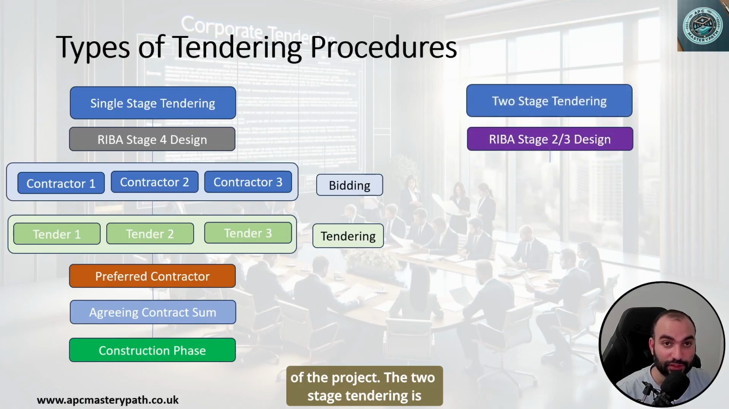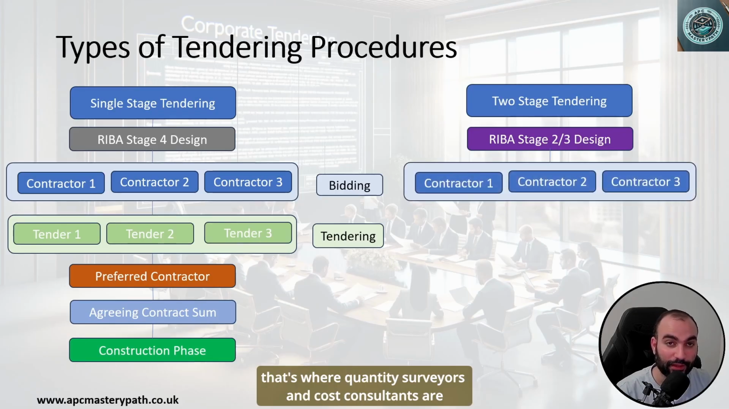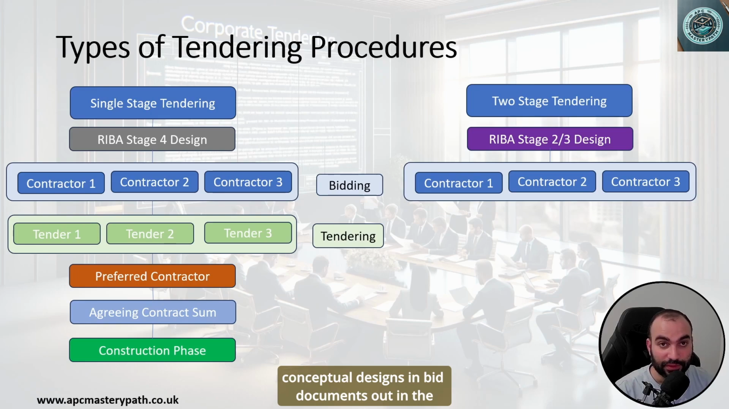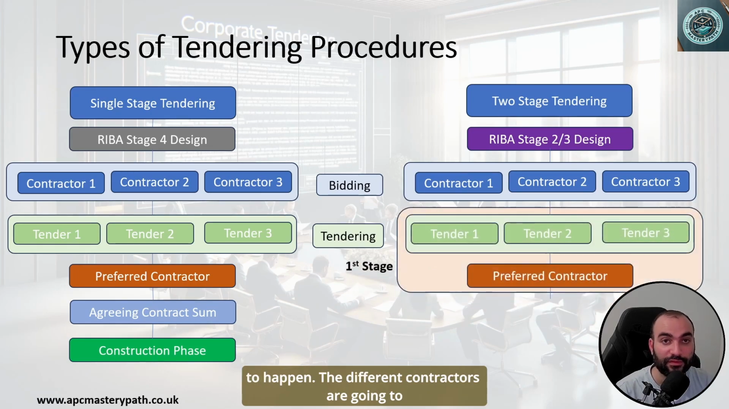The two-stage tendering is more collaborative, and it relies on, as it says, 2 stages. The design is crafted by the design team up to RIBA stage 2, which is conceptual design, or RIBA stage 3, which is coordinated design, and that's where quantity surveyors and cost consultants are going to be putting these rough designs or conceptual designs in bid documents out in the market, and that's where the first stage is going to happen. The different contractors are going to be submitting their proposals, but not the fully completed proposals.